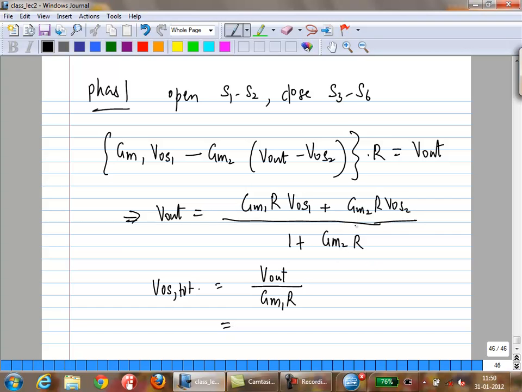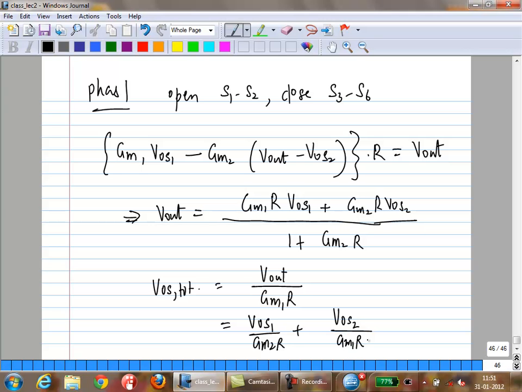So now you can say if GM2R is much greater than 1, you can actually simplify this. And you'll find that you'll get two terms: VOS1 over GM2R plus VOS2 over GM1R. So this very obviously reduces, depending on your gain which you have in your circuit, your overall input referred offset.